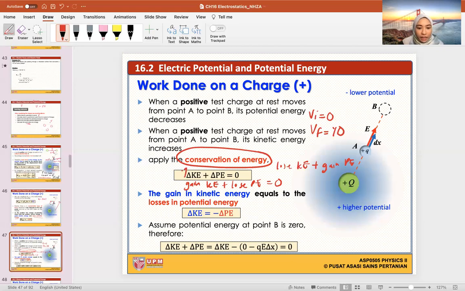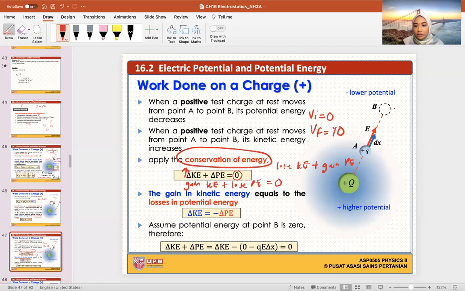I cannot have my KE increase but my PE not increase. This will make this value not 0. I want it to stay 0 at all times. So if my KE is increasing, my PE has to decrease. And if my PE is increasing, my KE has to decrease to keep everything at 0. Okay? So here we can say that delta KE is equal to minus delta PE.